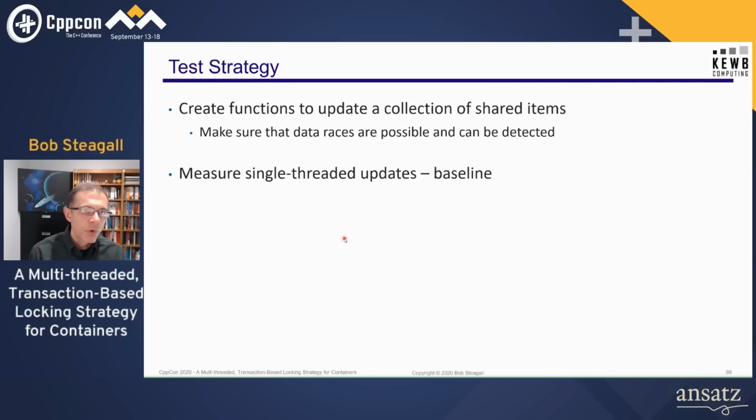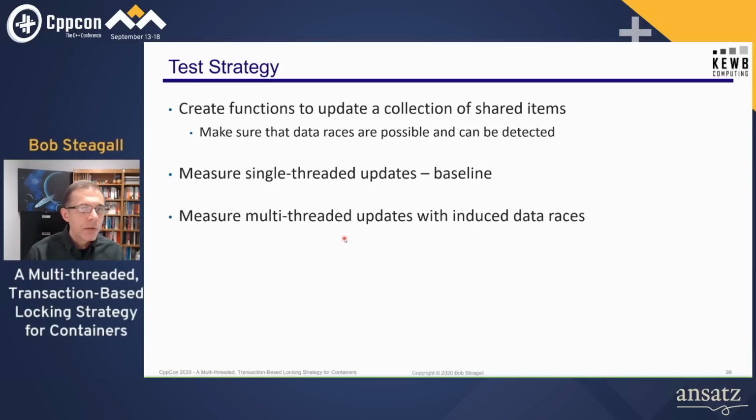When we're doing measurements, we want to measure single-threaded updates. In other words, if only a single thread is going out and doing the same business logic, how fast does that run? And then we want to measure the multi-threaded updates in a situation where we're doing the same logic as the single-threaded updates, but we're doing it in multiple threads. We're not guarding access to the elements, and we're trying to cause data races. And I've designed the test element in such a way that causing a data race won't cause a crash.